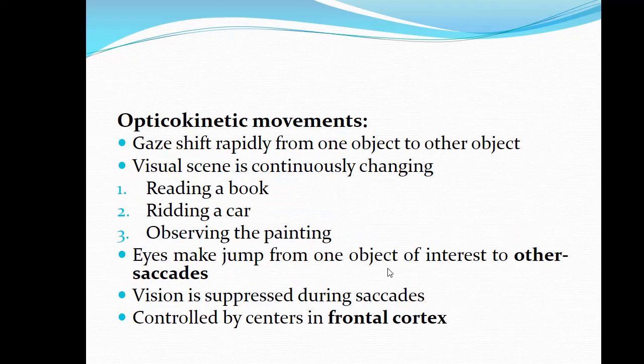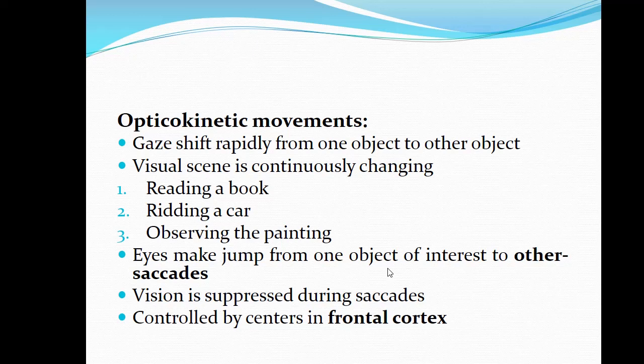Next type of movements are optico-kinetic movements. Again, optico-kinetic movements are gaze shifting movements. In this type of movements, the gaze shifts rapidly from one object to the other object, and this type of ocular movements occur when the visual scene is continuously changing in front of the eyes.